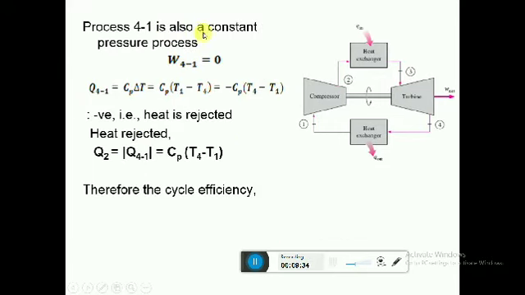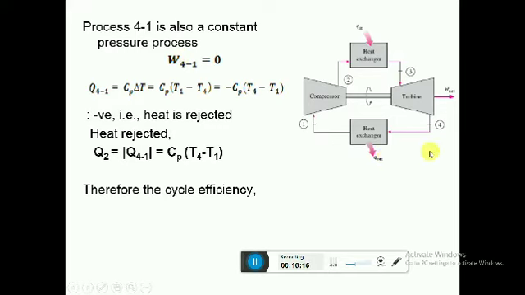So 4 to 1 is again a constant pressure process, because it is a closed cycle gas turbine. The air gets circulated throughout the cycle and heat is being added externally, heat is being rejected externally. In a closed cycle turbine, there is no mass transfer between the system and the surrounding, only energy transfer. So there are both types of gas turbines, open and closed cycle. This is closed cycle. Only energy transfer, that is heat transfer and work transfer, takes place, no mass transfer takes place between this system and the surrounding.